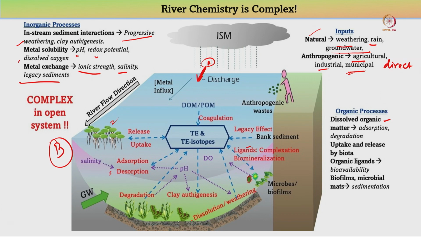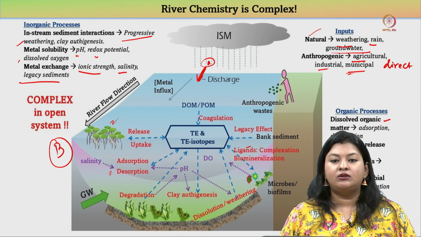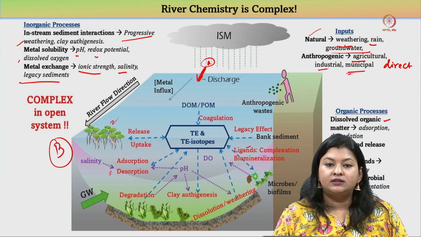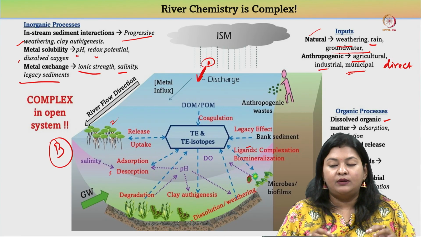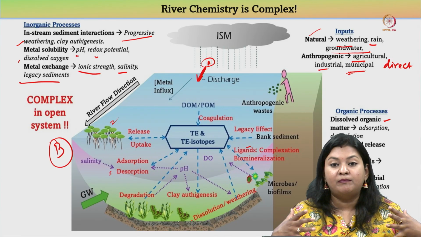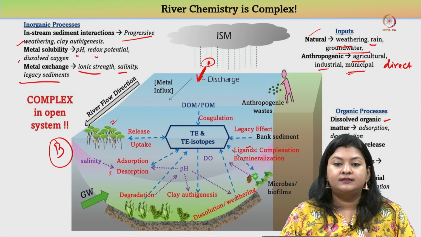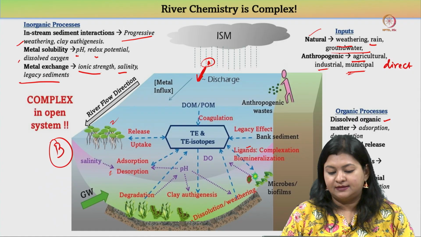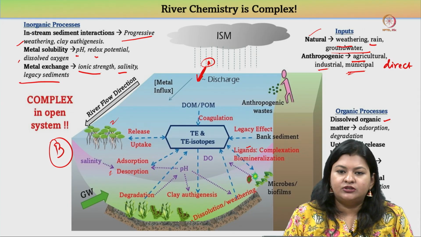We had been discussing how river water chemistry is so complex, and there can be inputs, organic processes, and inorganic processes that are all happening simultaneously and continuously to give us an understanding of what is happening. When we work with such complex systems, we need multiple tracers and multiple data sets to really understand how complex the system is.